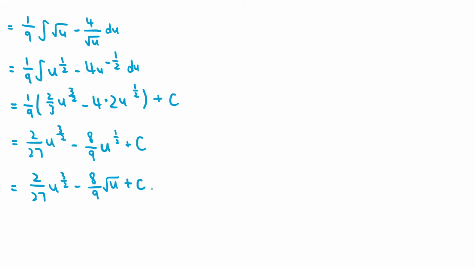We originally substituted u equals 3x plus 4, so if we substitute that back in for the u, the final answer is just 2 over 27 times parentheses 3x plus 4, all raised to the power of 3 over 2, minus 8 over 9 times the square root of 3x plus 4 plus c.